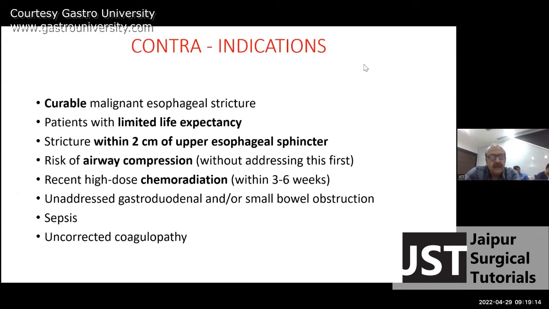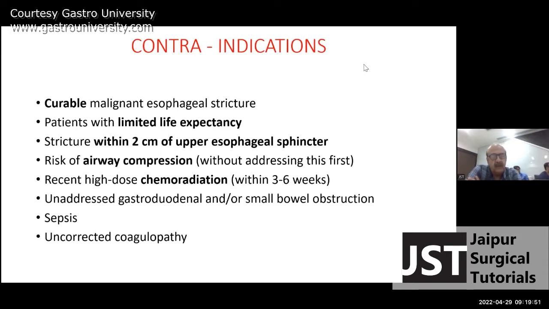And strictures which are very proximal, that means within 2 centimeters of the upper sphincter, have a high degree of chance of tracheal compression of the vocal cords, and that may lead to acute disaster in these patients. So if it is less than 2 centimeters, there are stents which come with a short flare. They can be used, but you have to be very precise in placing the upper end. Then there is a risk of airway compression in a few conditions. There you may go ahead and do a tracheal stenting first, followed by esophageal stenting.